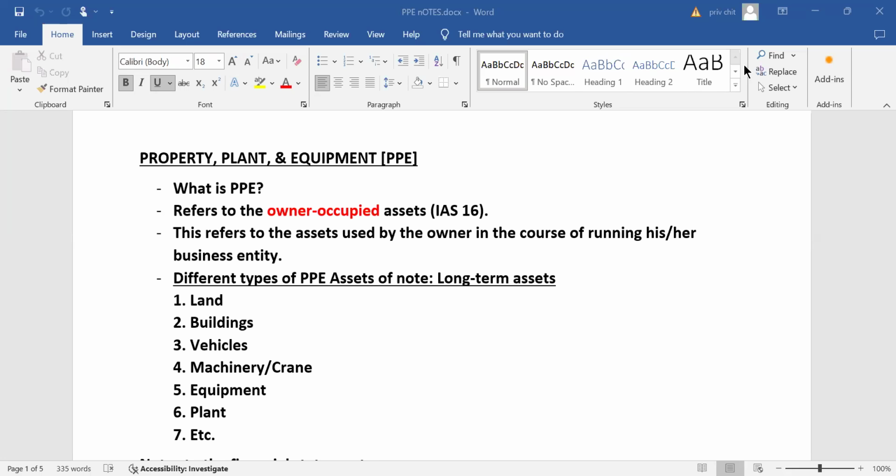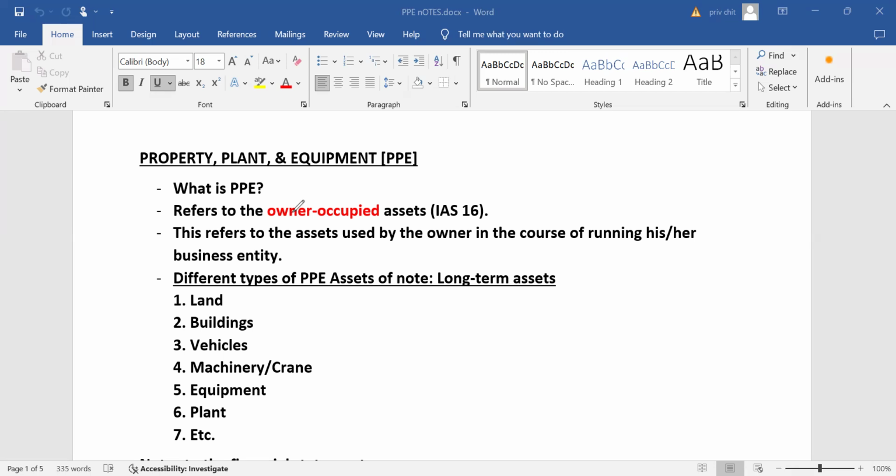And what I'll be getting you guys introduced to in this particular engagement pertains to the following: property, plant, and equipment, which is usually abbreviated PPE, right? Property, plant, and equipment. So one of the questions that one could ask themselves is, what is PPE? What is property, plant, and equipment?